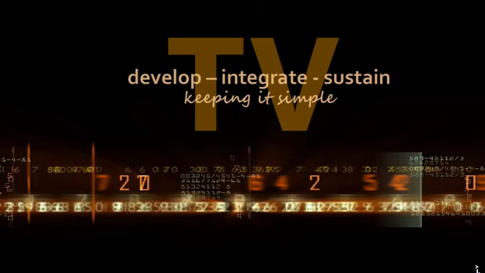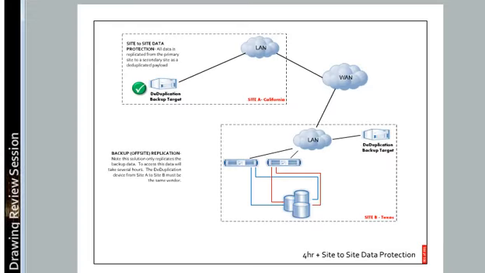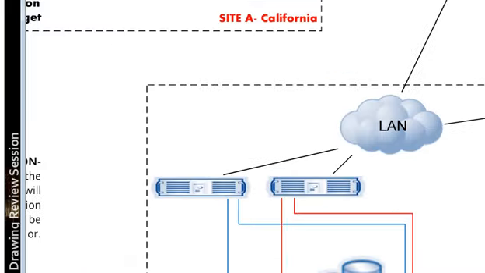Well, let's go ahead and get started this morning and talk a little bit about site-to-site replication of data. How do we protect our data in a primary site here, represented as Site B in Texas, to a secondary site here in California? How do we actually protect this data and get it in a geographically dispersed environment?